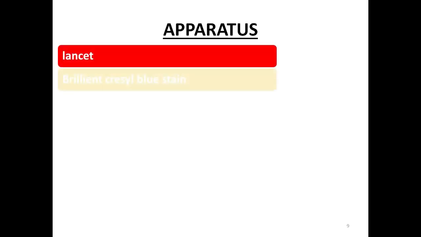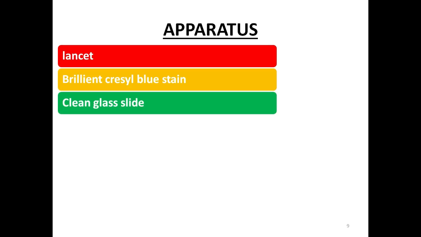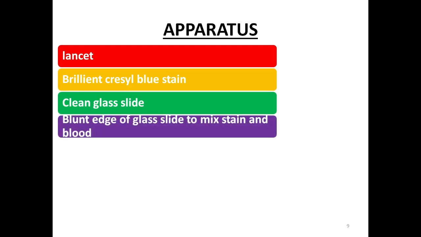Now what are the apparatus which you are going to use? That is, instruments, right? So that is a lancet to prick, then brilliant cresyl blue stain, then a clean glass slide, then the blunt edge of a glass slide to mix the stain and blood. As I said, you have to mix the stain and the blood, okay. So with the blunt edge of a glass slide, you have to mix the stain and the blood.